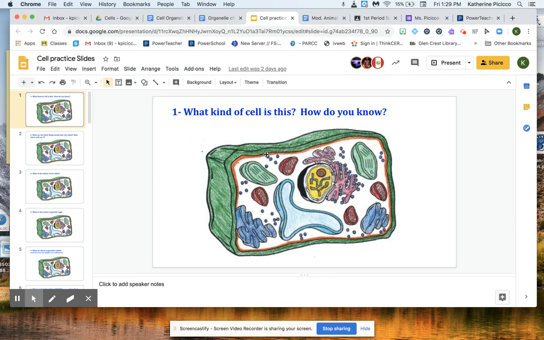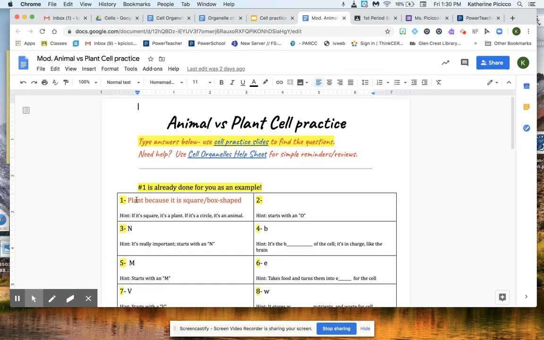So let's go through each part. I'm going to go kind of fast, so stop the video whenever you need to. All right, number one, what kind of cell is this? If we notice, this picture is a box. Anytime you have a box or a square, that means it's a plant cell. Plant cells are really rigid. If you think about plants, they're not dancing around, they're not moving a lot. Because of that, they're pretty square and rigid. So anytime you see a box or a square, that's a plant cell. I'm going to go to my answer and type in plant cell. Okay, and that's already done for us.